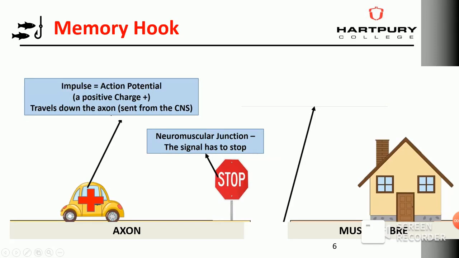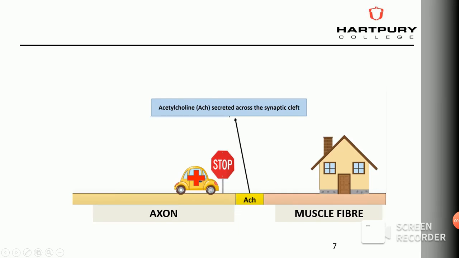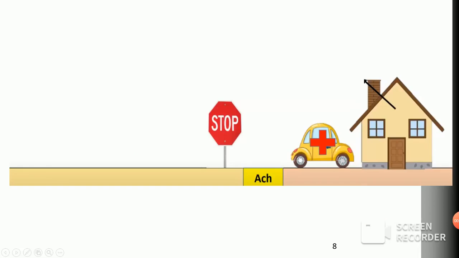In order to cross the junction, we've got to get across this gap here. This represents a synaptic cleft between the axon and the fibre. In order to get across this gap, we release a neurotransmitter called acetylcholine. This secretes across the gap, the synaptic cleft, and allows our positively charged signal or impulse, our car, to get over to our muscle fibre. So that produces an excitatory postsynaptic action potential, aka an action potential, allowing us to cross the synaptic cleft.